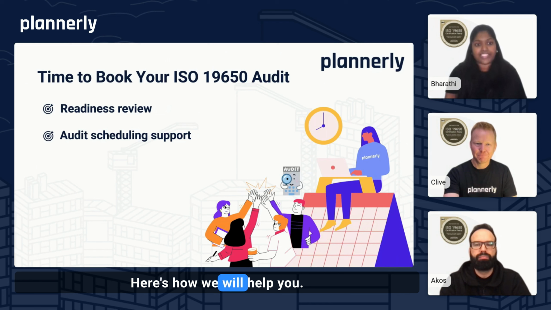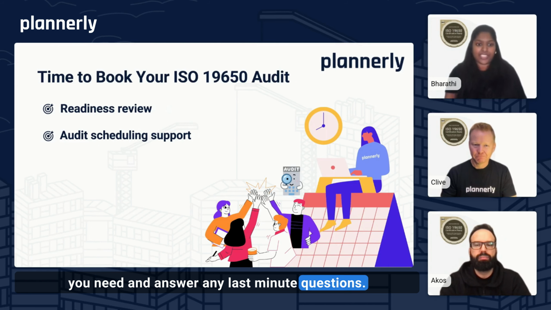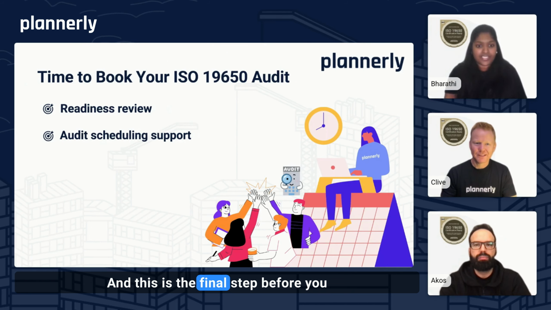Once your audit preparation is complete, it's time for the big moment: booking your ISO 19650 audit. Here's how we will help you. Our team will review your readiness and assist in scheduling the audit. We will ensure that you have everything you need and answer any last-minute questions. This is the final step before you achieve ISO 19650 certification, and we will be there to guide you through it.